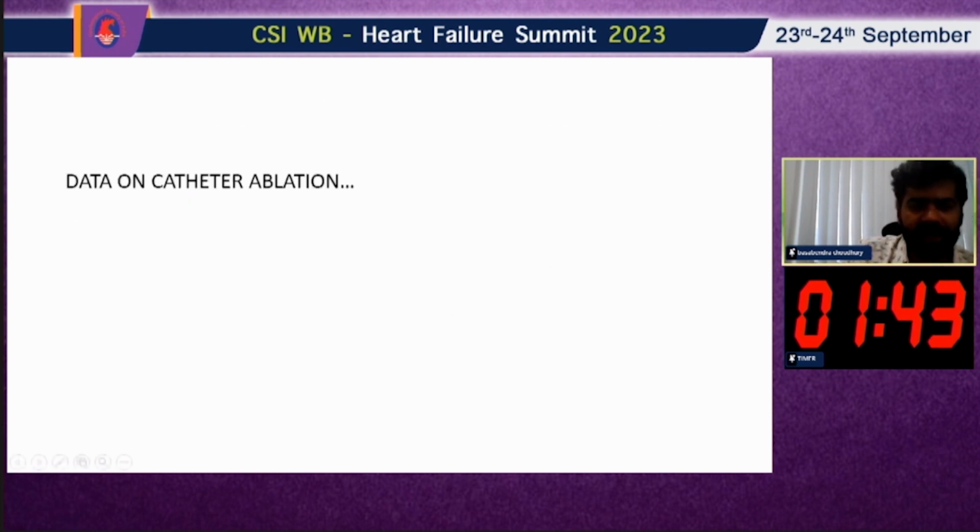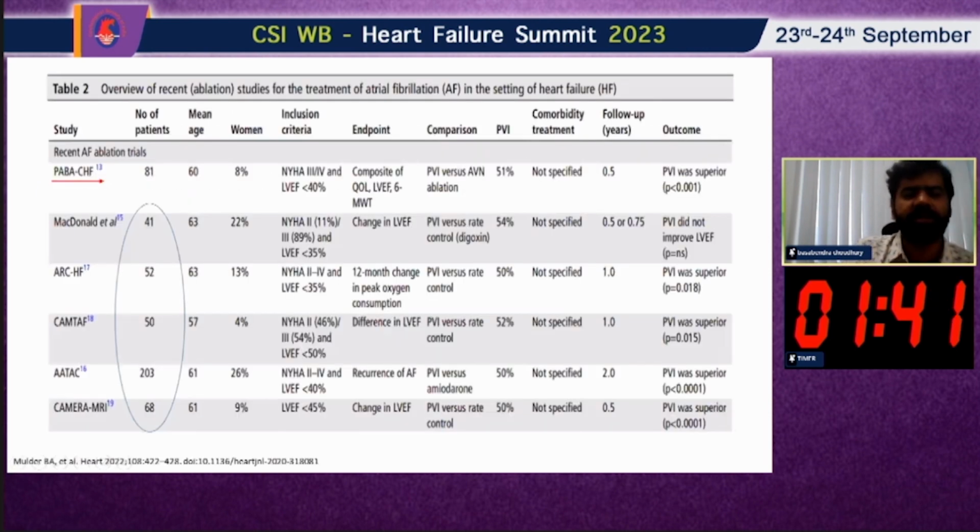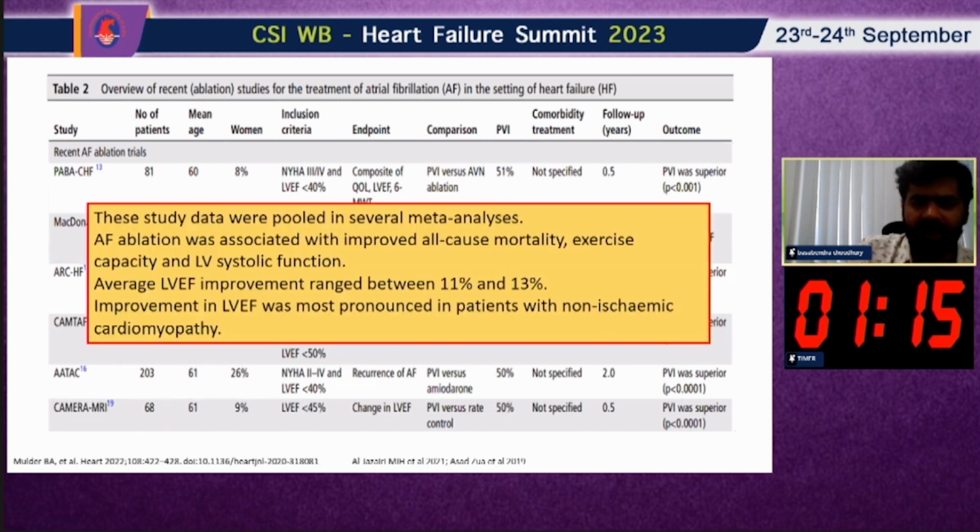Now, data on catheter ablation: over the last decade, catheter ablation has come up. Most of the trials have had very small numbers of patients, even then catheter ablation of AF with pulmonary vein isolation led to positive results of increased LVEF and increased composite of quality of life and 6-minute walking parameters. And when a meta-analysis of the pooled data of these studies was done, the overall results were good.